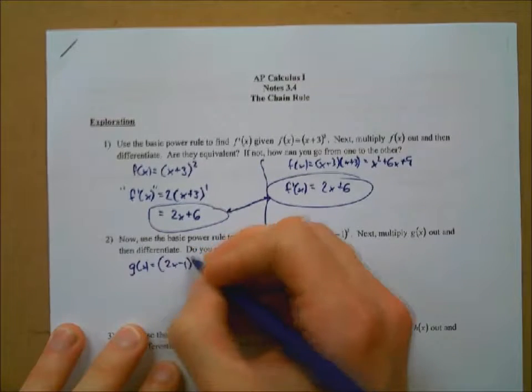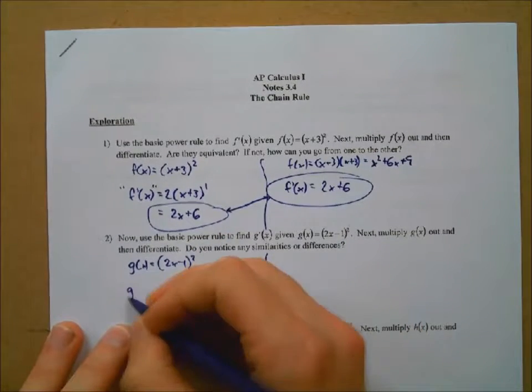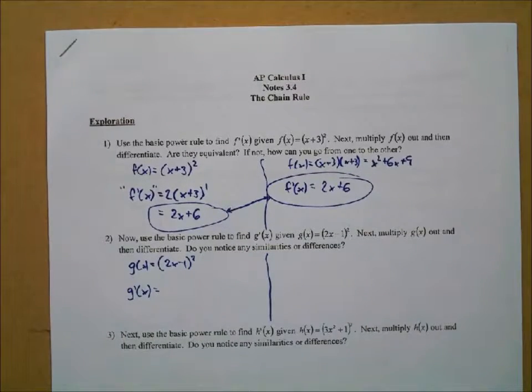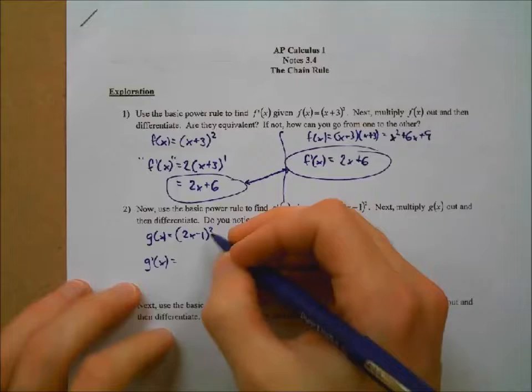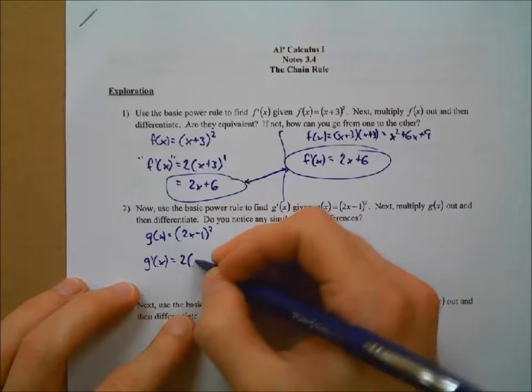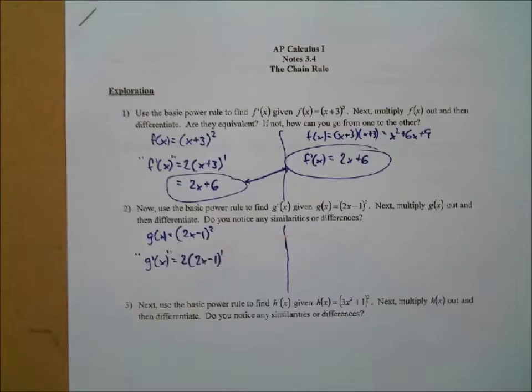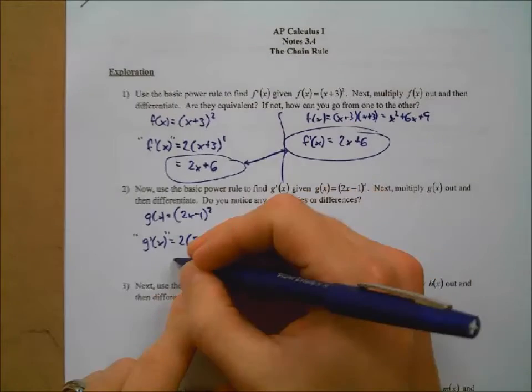And again, we'll just use the power rule here. So I'll write g prime of x equals, okay, again, just using the power rule, we're going to bring that 2 out front, lower the power by 1, so it's 2 times 2x minus 1. Okay, and I'm going to put the g prime of x here in quotations, right? We don't know for sure that it's g prime of x, but we're going to say maybe it is. Okay, if I distribute this out, I get 4x minus 2.